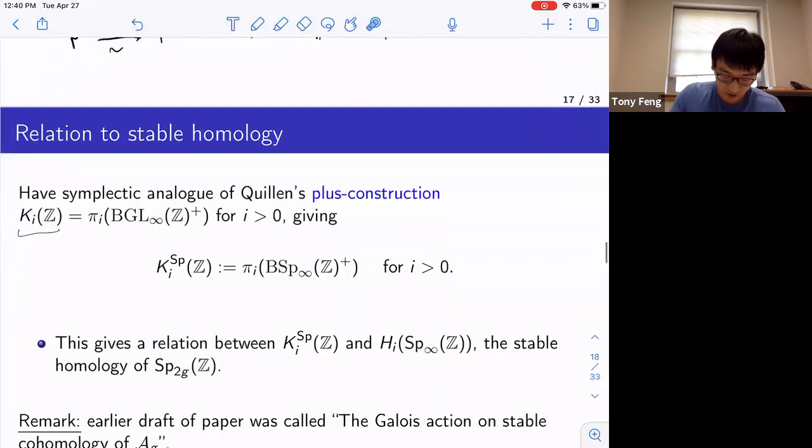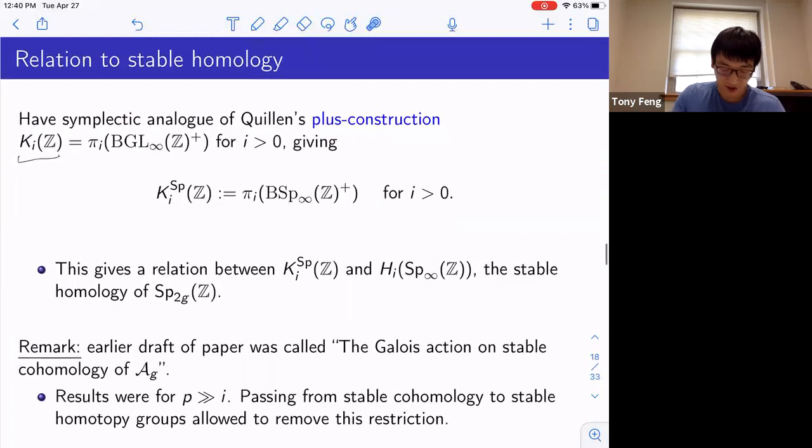And a little historical remark is that for two years, the draft of the paper was called the Galois action on stable cohomology of Sp. We were trying to formulate the results in terms of cohomology. K-theory still played a role, which maybe I'll say later, but it was trying to be about homology. But crucially, the results were only valid when p was large with respect to the homological degree. As soon as the homological degree becomes, it was something like p bigger than 2i.